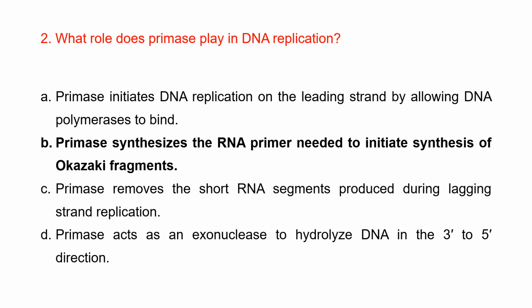Very simply, the polymerase is what takes care of the leading strand, and the other option, primase, is going to remove the short RNA fragments during the lagging strand. As we know, it's going to go in the 5' to 3' direction, so letter D will be inaccurate as well.